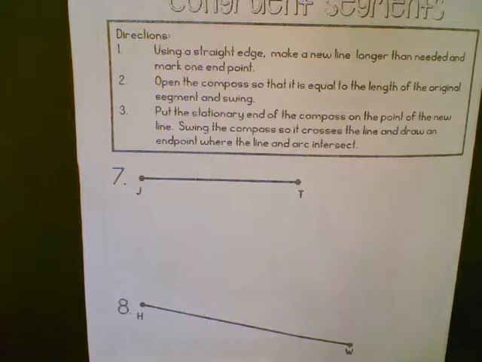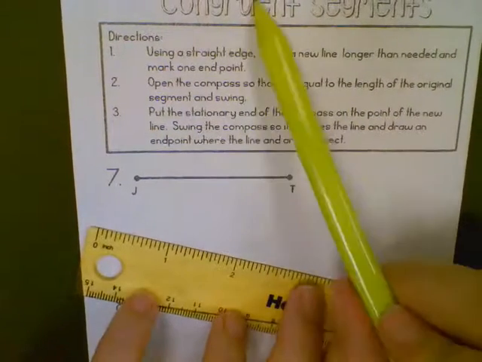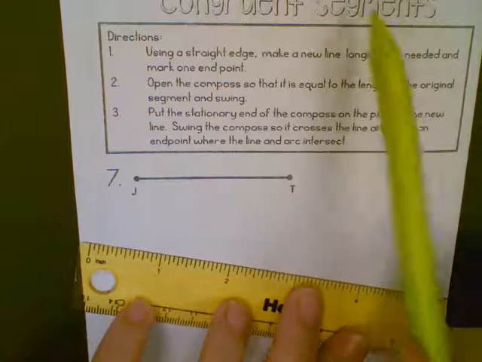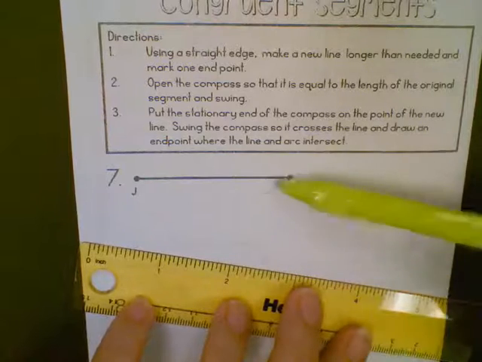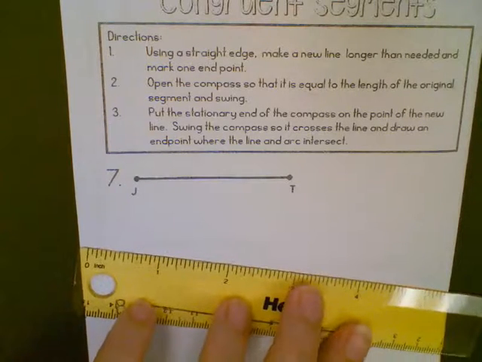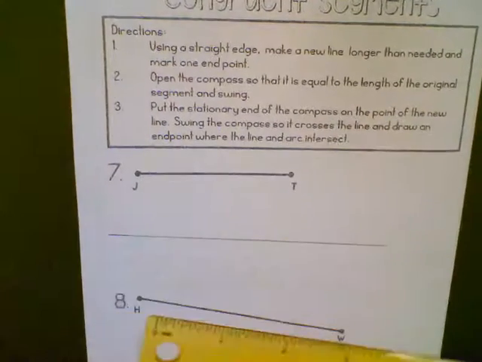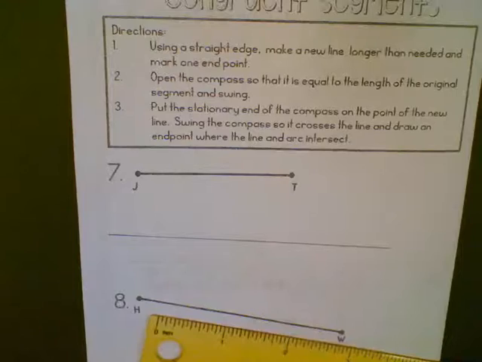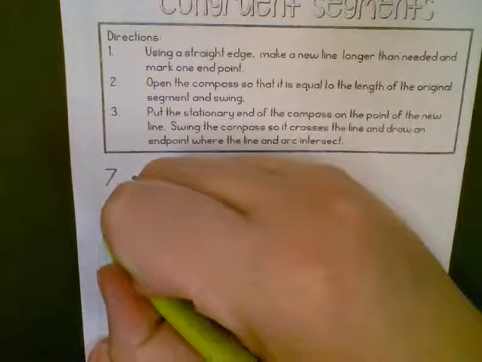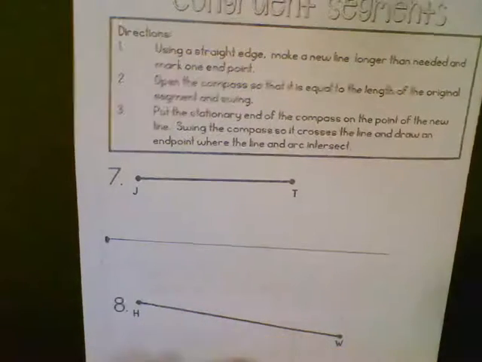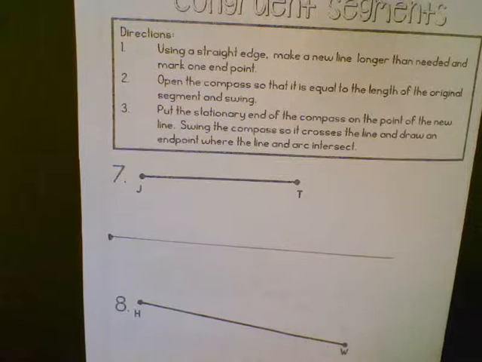Okay? So the first thing we're doing when we're copying a congruent segment, so basically this is just saying make another line that's the same size as JT. So the first thing you do is just draw a line. And we're going to draw it so it's intentionally bigger than what JT is. Okay? And then we're going to put an endpoint on one side. I could have done it on the other side, but I like to do it on the left side.